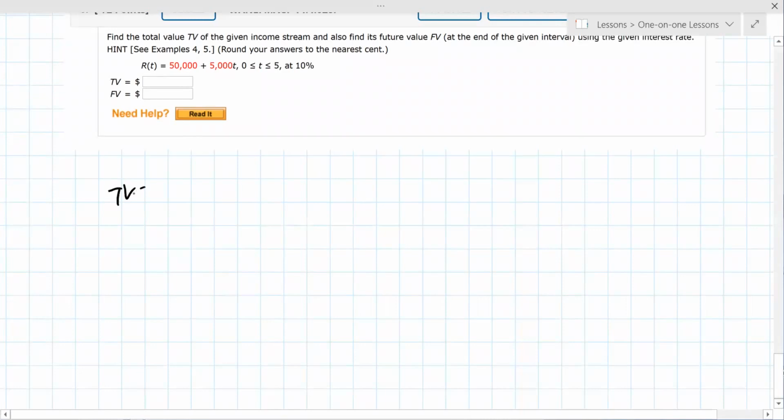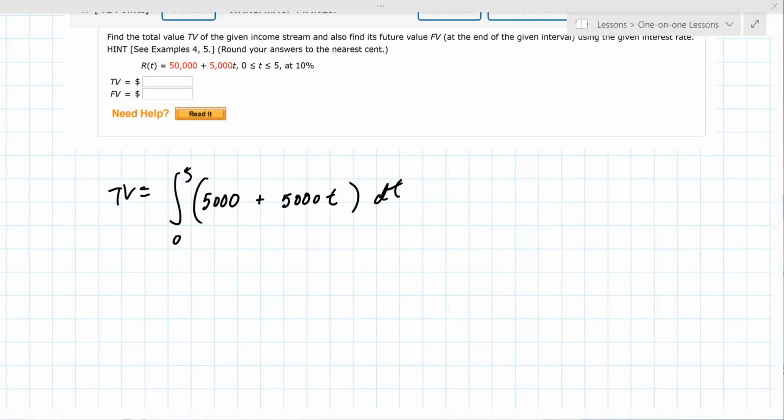So the total value here is the integral from 0 to 5, because there's 5 years, 50,000 plus 5,000 t, and then you're going dt. That's it. So that's your total value. That's basically just adding up what you're going to have every year at the end of every year when you do this.